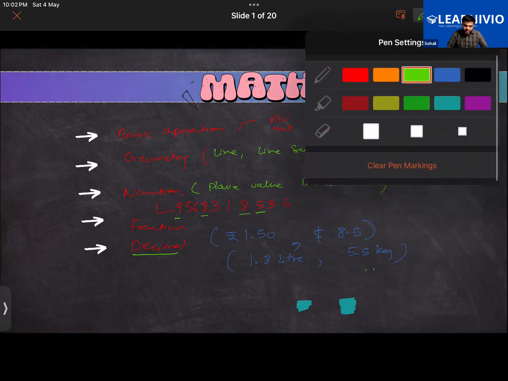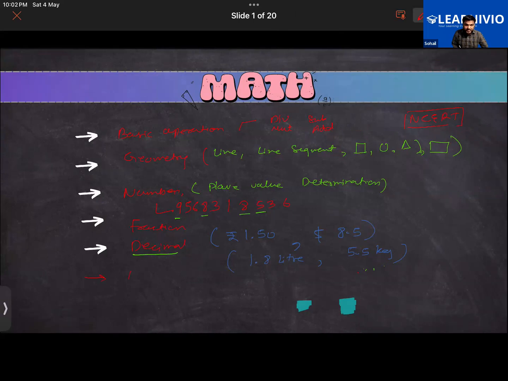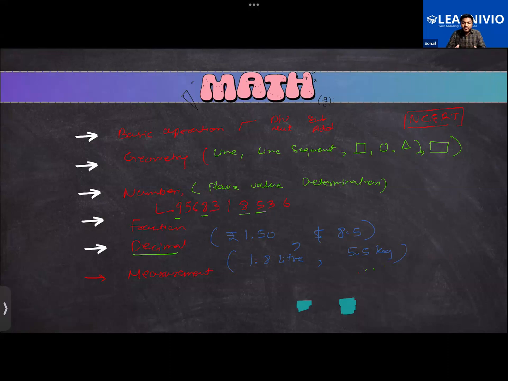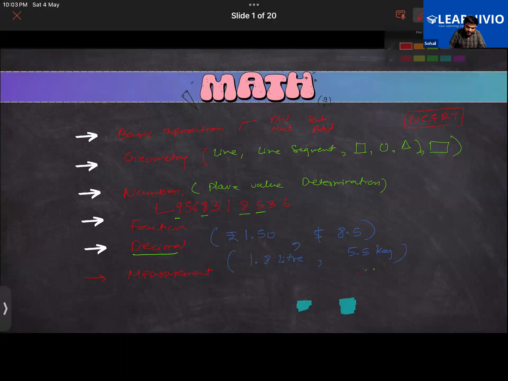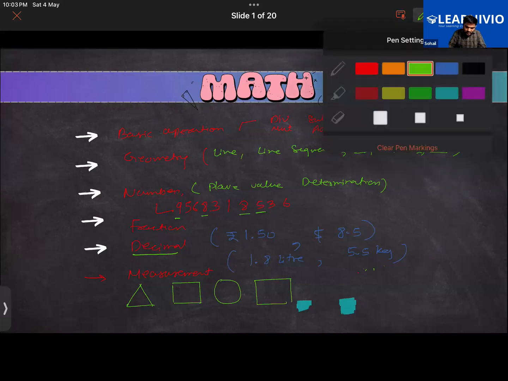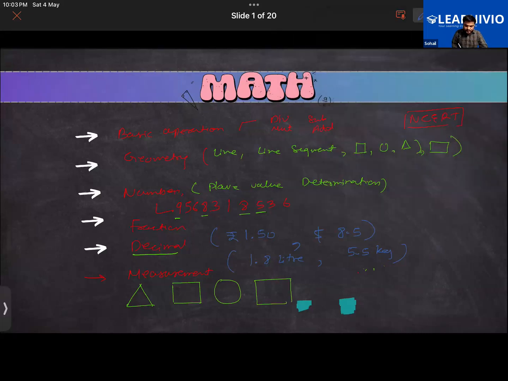Then there's one more chapter called measurement. In this chapter, we study how to calculate the area and the perimeter of different simple geometrical figures. For example, I have given you some geometrical figures like this triangle, this square, this circle, or a rectangle. Say that I want you to calculate the area of these figures. So there has to be a way.